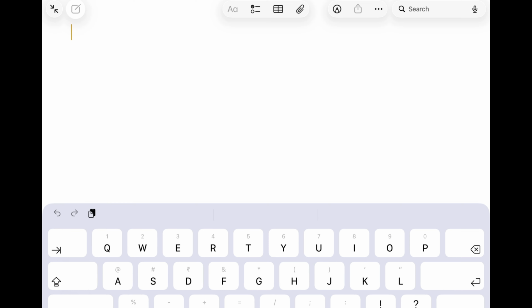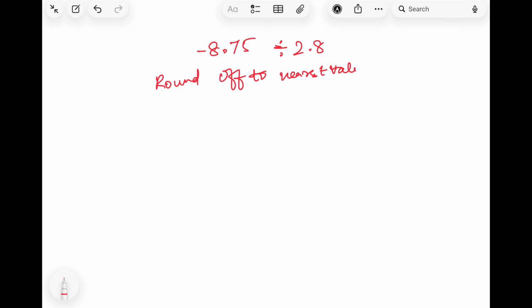Now, not necessary every time you will have numbers in integers that will be a whole number, right? Somehow we have decimals. So in integers also sometimes they may give you some decimal number. Suppose they give you a number like minus 8.75 divided by 2.8. Now how to divide? They just tell you that you round off. You have to round off to the nearest value and then you calculate. So we will round off these two numbers to the nearest value and then we will calculate.